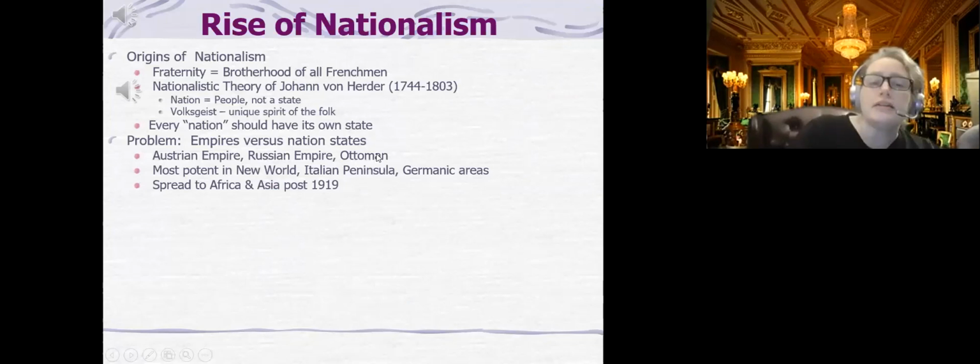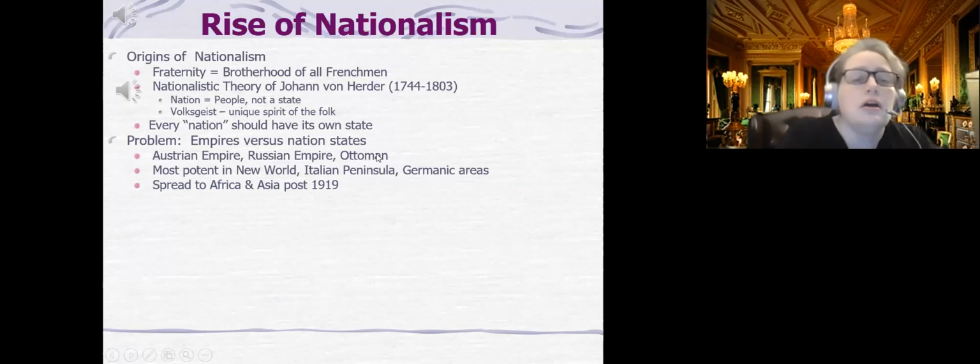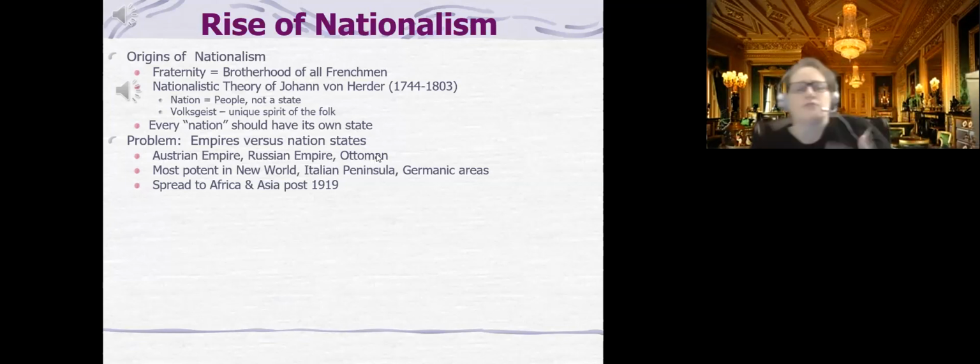Now, this ideology of nationalism will, in fact, spread other places besides these empires. It was very, very potent in the New World, certainly for places like Haiti and the United States eventually, and Colombia and Mexico and Peru and Chile and a host of all of these places. But also in Italia, in the Italian Peninsula and in the Germanic areas, because they didn't have a United State. And the unification of those states is, like I said, in the other lecture that I'm not going to talk about today. But it also spreads to places like Africa and Asia and results in decolonization movements in the latter half of the 20th century.